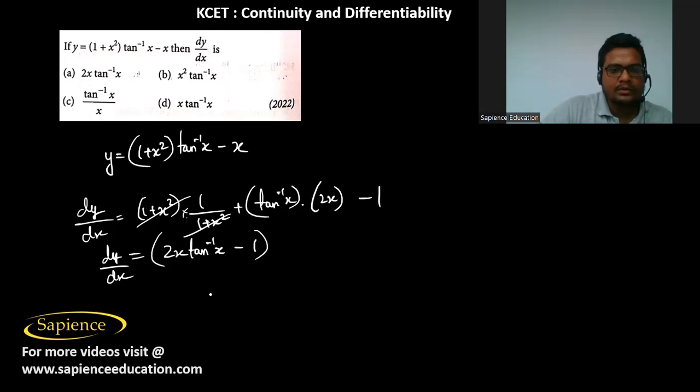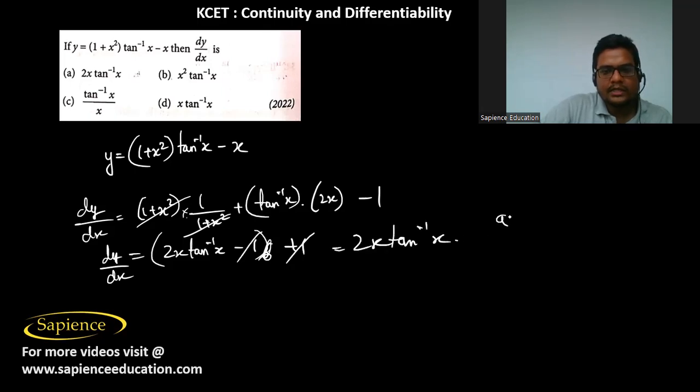So this will be, okay, sorry, 2x tan inverse x minus 1 and plus 1 also is there. So these two will cancel. So this will be equal to 2x tan inverse x. So option A is the correct answer.